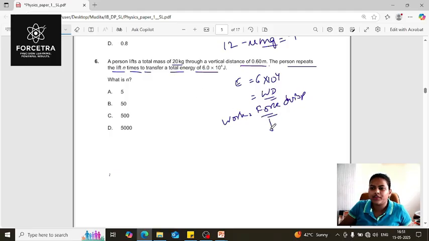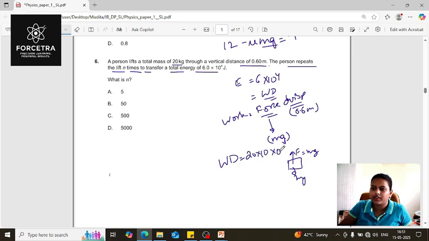To find the force, the man is working against the gravitational force, which is mg, to lift the box. So mg is acting downwards and the person has to apply a force equal to mg to lift this box by a distance, in this case 0.6 meter. So work done is equal to mass 20, g is 10 and displacement is 0.6. So work done is 120 joule.